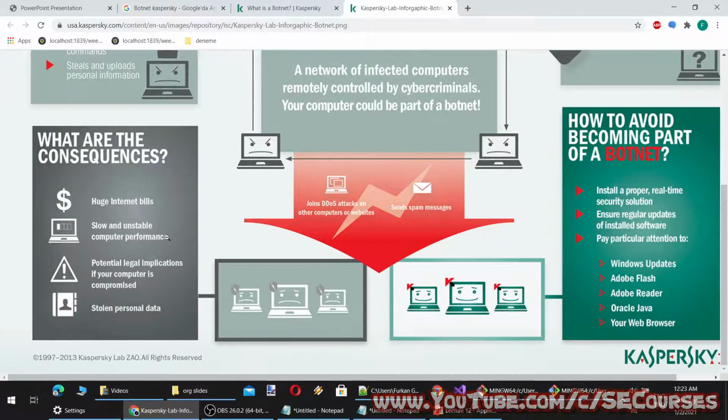Okay, and what are the consequences? Huge internet bills. Yes, they may make illegal purchases or they may use your network bandwidth and cause you to pay extra money in fees. Slow and unstable computer performance. If they use your computer for mining, it will slow down your computer. Potential legal implications if your computer is compromised. This is true. Let's say an illegal thing is done by using your network, then the officials would get to you, being suspicious of you, and stolen passwords, personal data, so then you may get exposed.